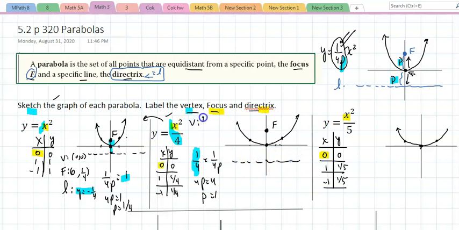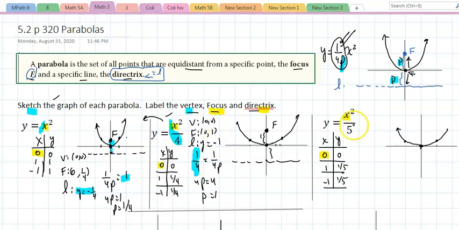So the vertex is at 0, 0. That's going to be the case in all of these problems. The focus, isn't that 0, 1? And if I moved 1 unit above, isn't that 1? And the directrix is y equal, if I moved a unit below the origin, isn't that y equal negative 1?